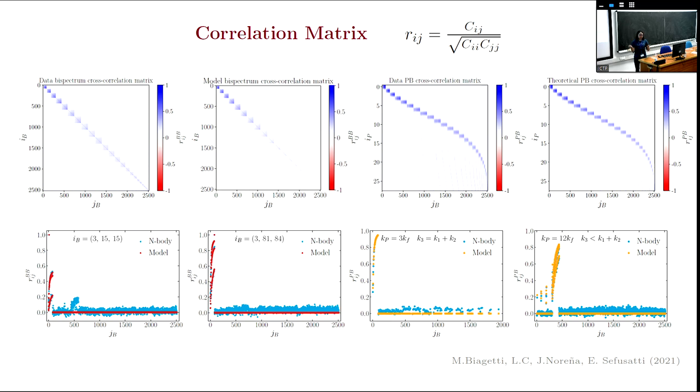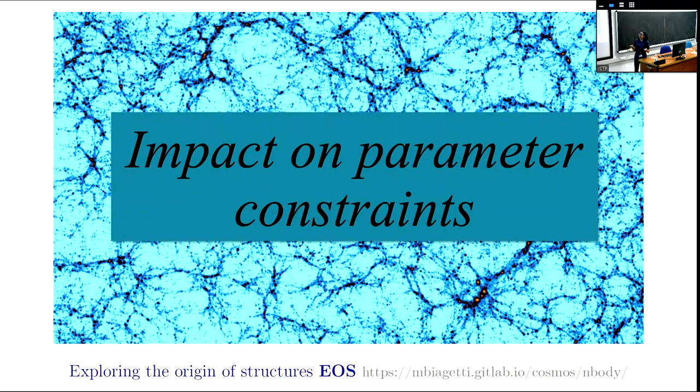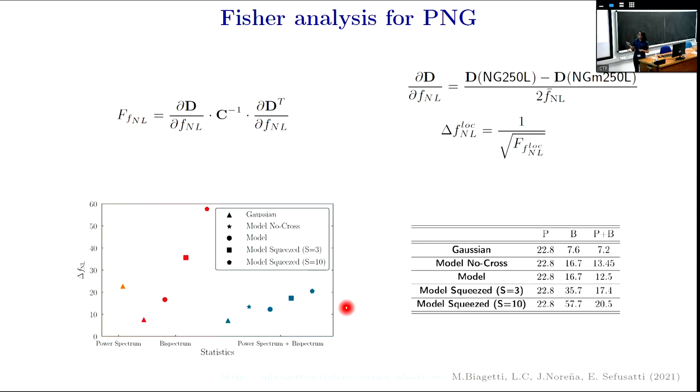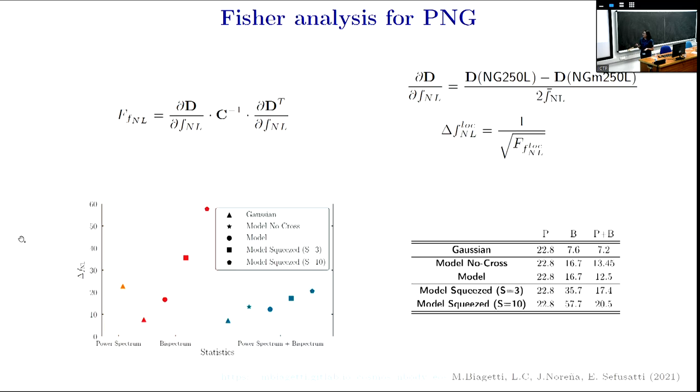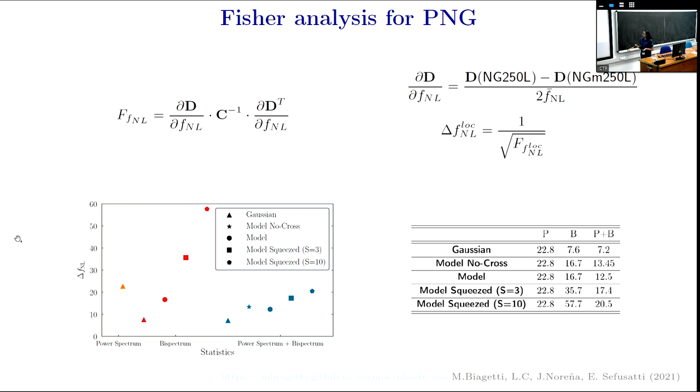So we can conclude that these non-Gaussian terms are important for the squeeze configurations. They are important for parameters that are sensitive to the squeeze configuration, such as the amplitude of local non-Gaussianity. Here we use simulations that have non-Gaussian initial conditions to compute the uncertainty and measure this parameter. We realize that there is a degradation of the constraints if we use the whole model with the non-Gaussian terms. For that reason, it's important to take them into account. That's it.